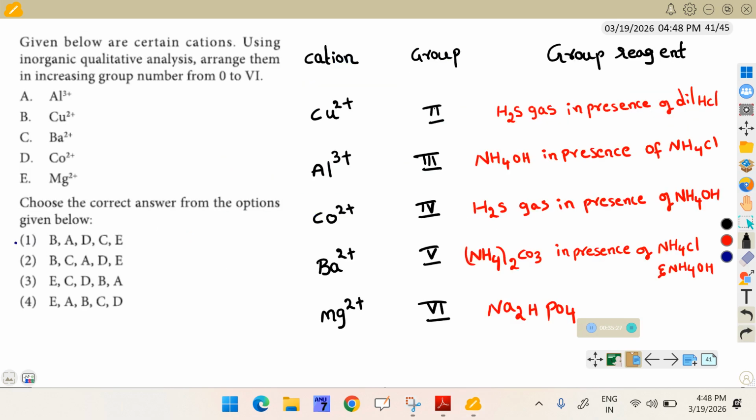Given below are certain cations. Using inorganic qualitative analysis, arrange them in increasing group number from 0 to 6. Okay. Cu2+ belongs to the second group. Al3+ belongs to the third group. Co2+ belongs to the fourth group. Mg2+ belongs to the sixth group. And Ba2+ belongs to the fifth group. Correct option? First option. Group reagents are also given. Please note down the group reagents.